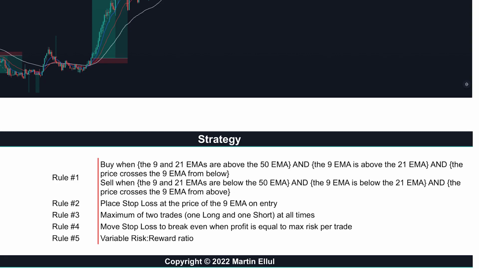So we place the stop loss at the price of the 9 EMA. And as soon as the open profit reaches the same amount that we're risking, which is 5% per trade, we move the stop loss to break even. And we exit when the price crosses the 9 EMA from below.